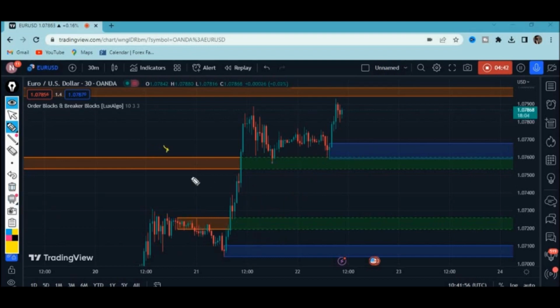And when price breaks below your bullish order block zones, this is when a breaker block is really confirmed. What happens is we do expect the market to rise, then come back, and after it comes back to the level, we expect it to rise.